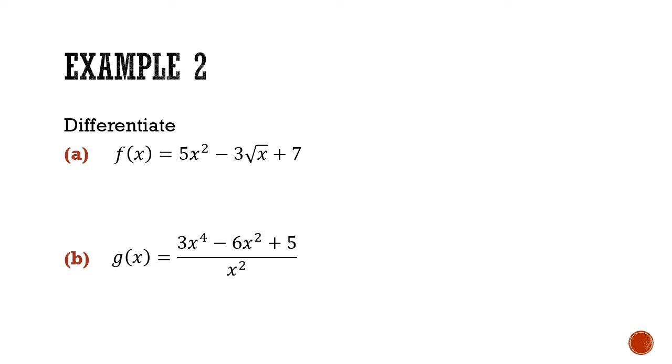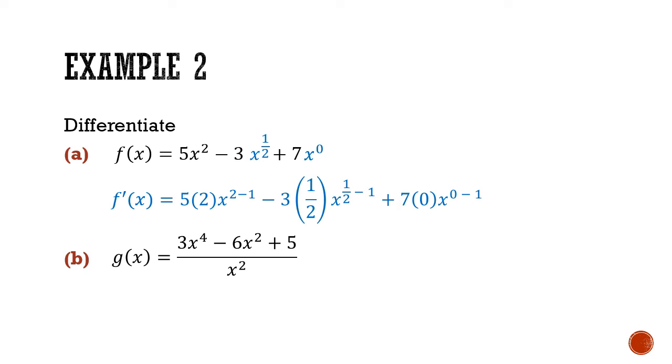Now, before we differentiate, it's always nice to convert everything to its exponents form. So square root of x gives us x to the power of half, and for the constant term 7, we can add an x to the power of 0 beside it. Instead of writing df dx, I'm going to use the Lagrange notation instead, so I'll write f prime x to represent the derivative. Now this will give us the following expression. So basically I've multiplied by the exponent and subtracted each exponent by 1. The final answer will be 10x minus 3 over 2 root x.